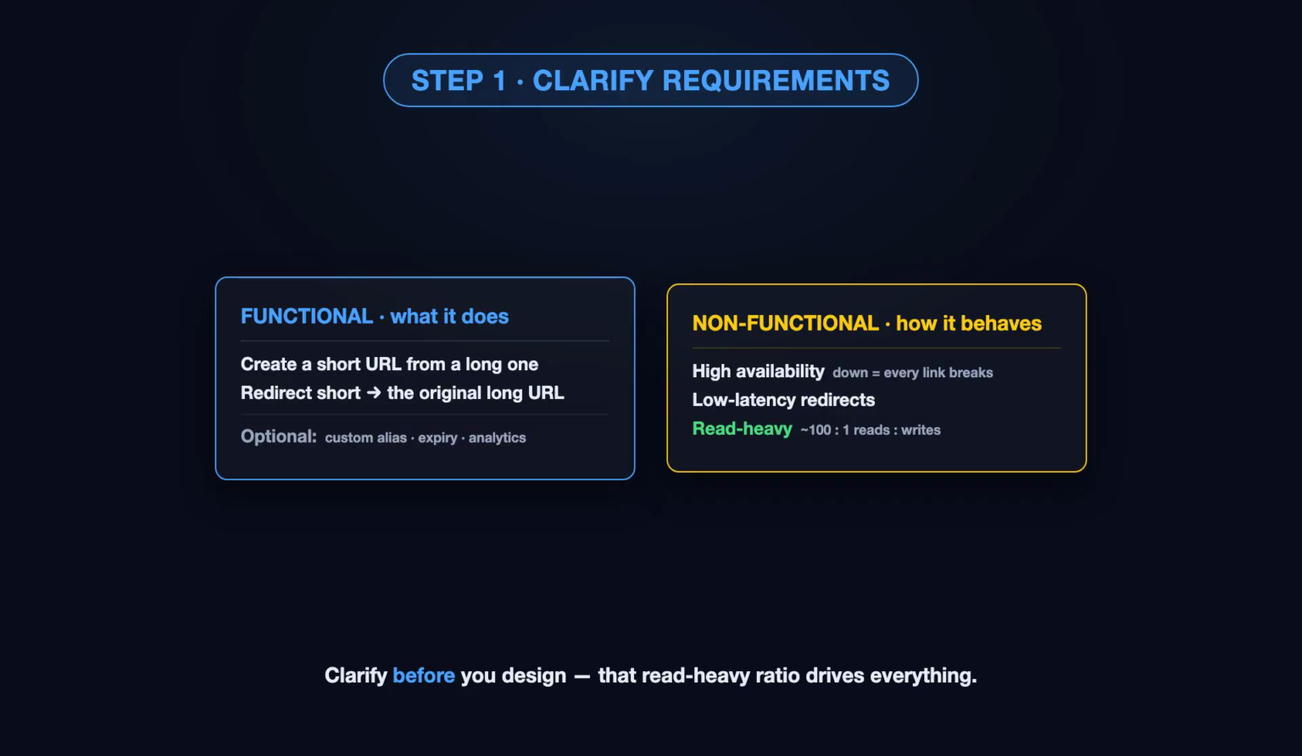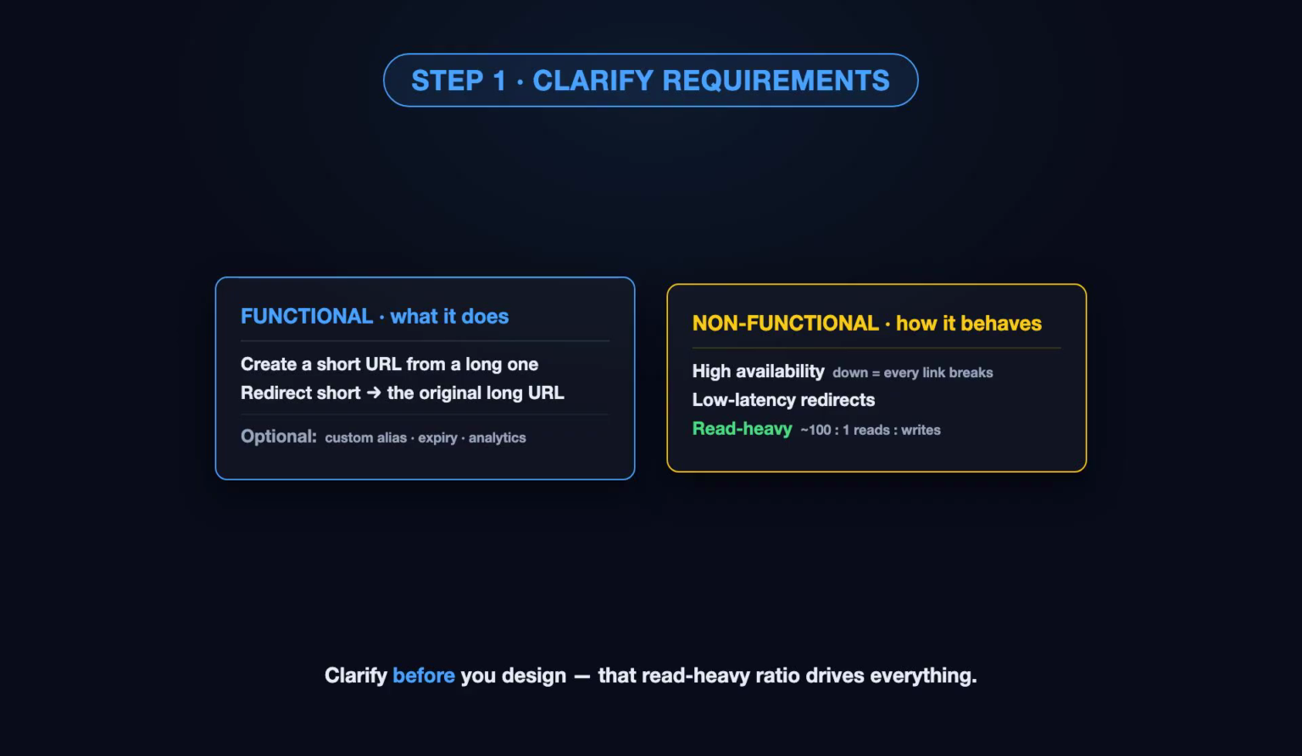Functionally, there are really just 2 must-haves. 1. Given a long URL, create a short one. 2. Given that short URL, redirect the user to the original long one. That is the core. Then there are nice-to-haves you should name and park, custom aliases, so a user can pick their own code, link expiration, and click analytics.